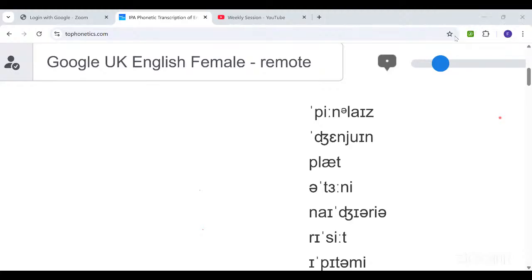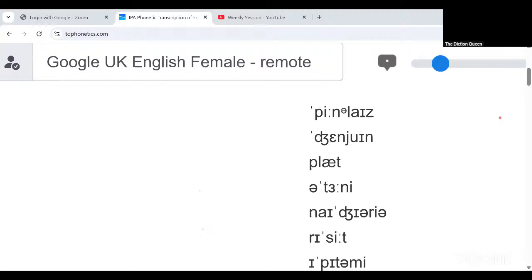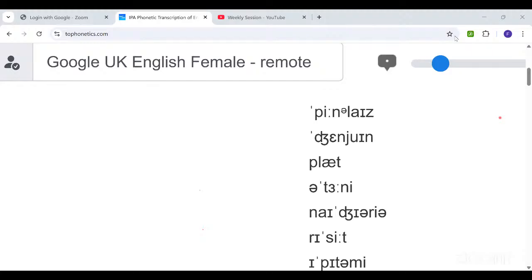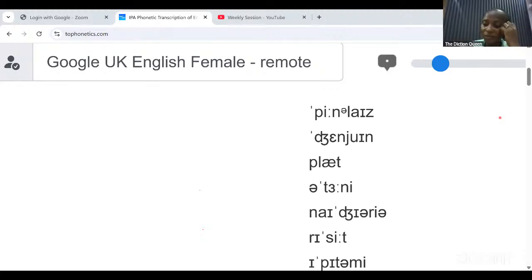Genuine. The next word. Yes, genuine. Again. Genuine. Flat. The third word. Flat. Please make a sentence with penalize.